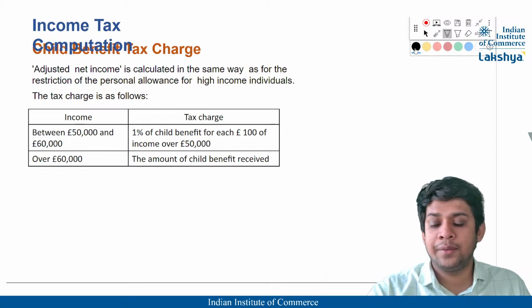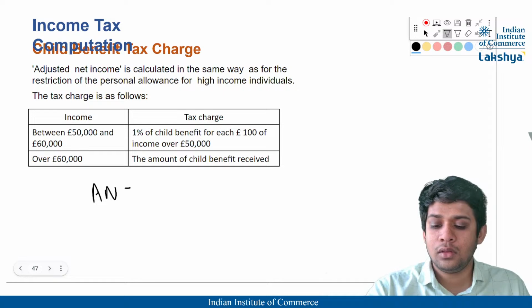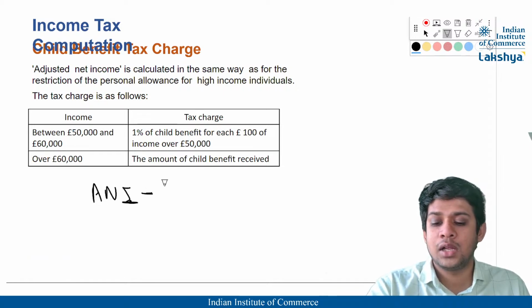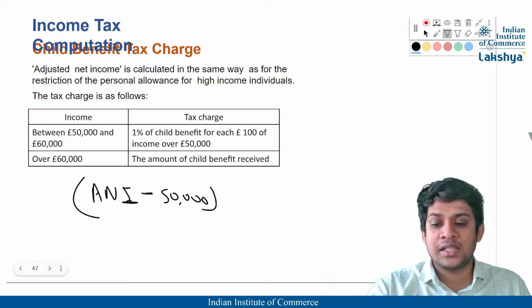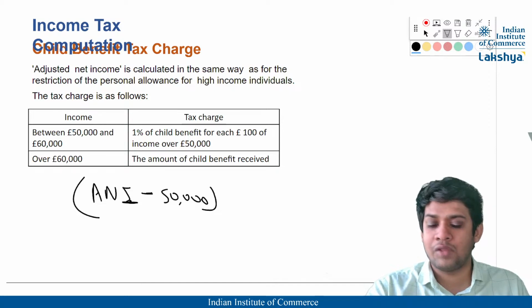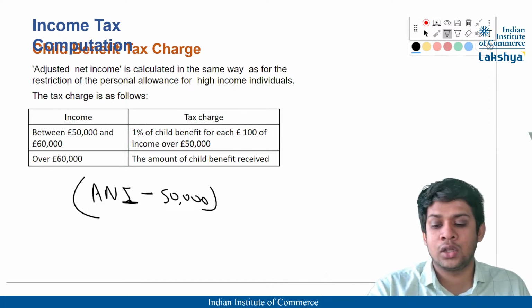Yes, so firstly I'll show you all the calculation. Adjusted net income minus 50,000, that is there, it is the same. Okay, I'll show you one sum, through that you will get more clarity on this.